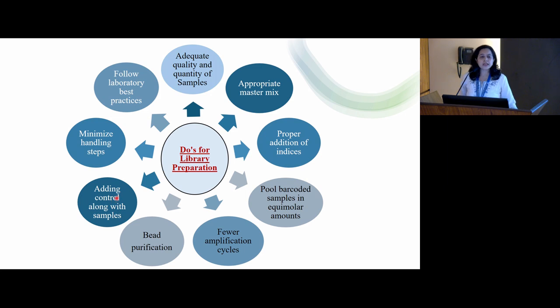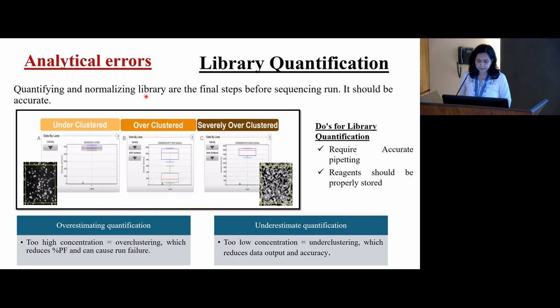So controls, if they are there, will make it easy to compare your results from that step. Minimizing the handling steps means you can put in automated systems for the extraction, for cleaning and all these things, which can reduce the errors of the manual work. And finally, you have to follow the best practices for the laboratory.